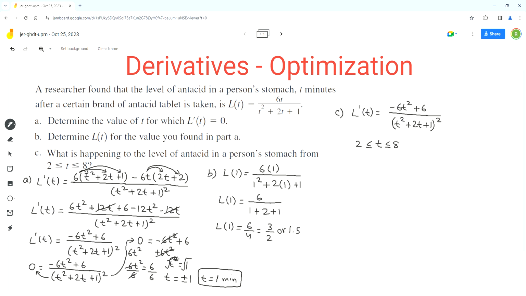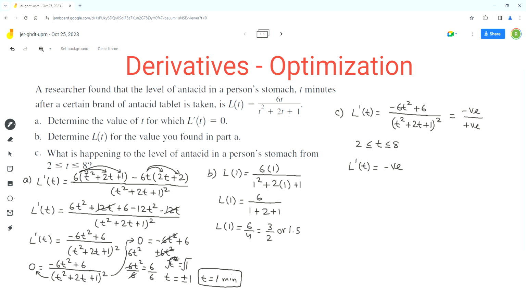And in the numerator, for any value between 2 and 8, the numerator will be a negative value. Because if we sub in t as 2, 3, 4 or any number between 2 and 8, the negative 6 times that t squared will be greater than 6. So as a result, we'll end up with a negative value in the numerator. And the denominator will always be positive in this interval. So L prime of t will be a negative value in this interval.